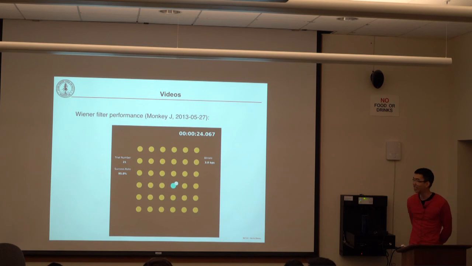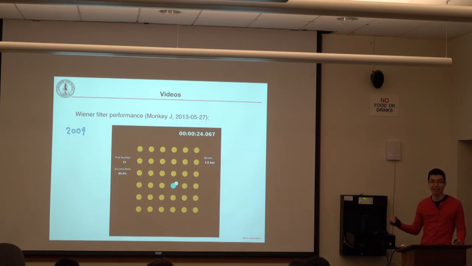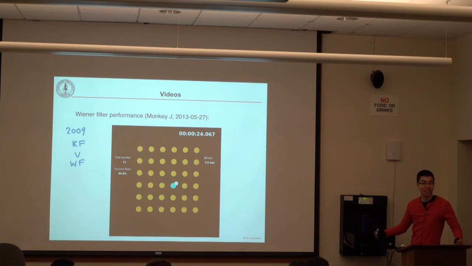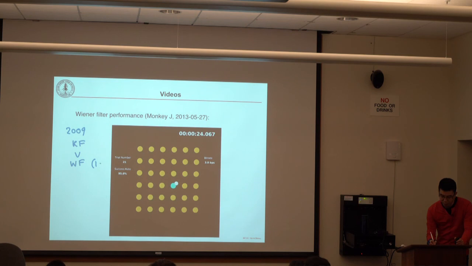Yeah, so this is something that I wasn't happy about. But in 2009, there was a paper that came out. And in this paper, they basically said Kalman filter is better than Wiener filter. And they had experiments to support that. But it turns out that for their Wiener filters, they set this history to be 1 second long. And that's a long amount of history.